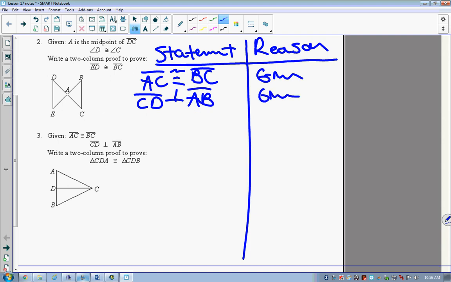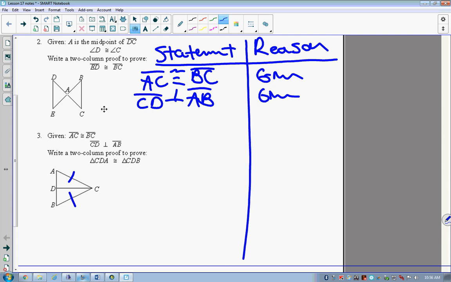Okay. So let's go ahead and put in some of this information. AC, BC. Then it says CD is perpendicular to AB. Now, that doesn't allow me to put in tick marks just yet. Okay? But we are trying to prove that these two triangles are congruent, correct? Yes. Okay. So we ought to be able to use at least one of these to find our next step, right? Particularly CD is perpendicular to AB.